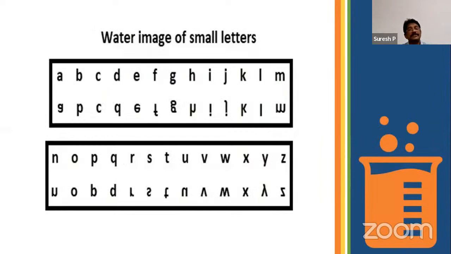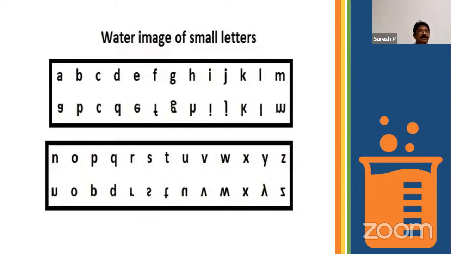So what are the images of small letters? Previously I showed the water images of capital letters. Now you are observing the water images of small letters. So this is the water image of small a. Okay, and this one is the water image of small a. So observe it very carefully. This is the water image of small a, and see how different, the water image of small a seems to be like G.